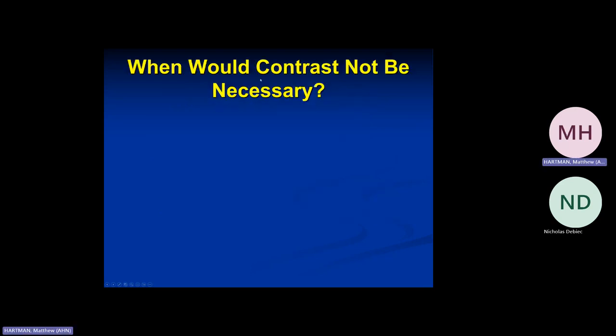So when would contrast not be necessary? Of course, for fluoroscopy, we have to give contrast, but for CT, there are certain indications where you don't need to give contrast. And in fact, giving contrast may hinder your diagnosis. So I think this is pretty good high yield information. If ever you're looking for a kidney stone, there's enough inherent contrast in those kidney stones, you do not need to give contrast. We will see an example of that coming up.